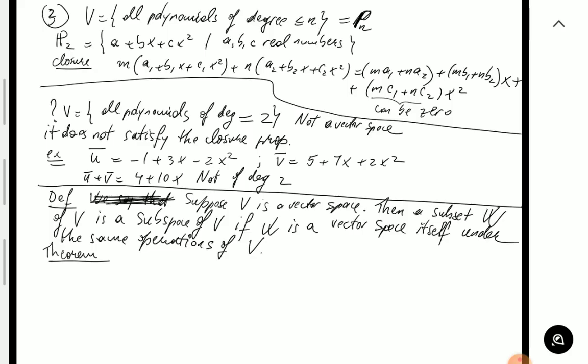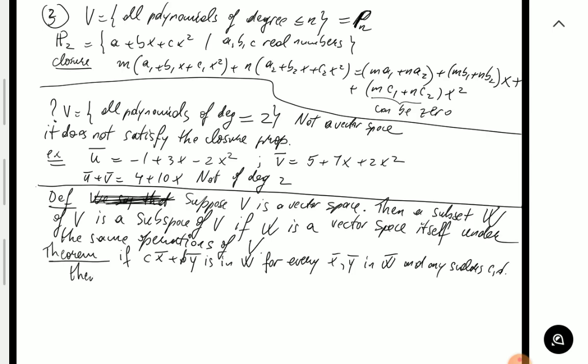So let's formulate it as a theorem. Let's just write down the theorem immediately, right? So if c x bar plus d y bar is in W for every x, y in W and any scalars c and d, then W is a subspace, a vector subspace of V. So you only have to check closure, for example.